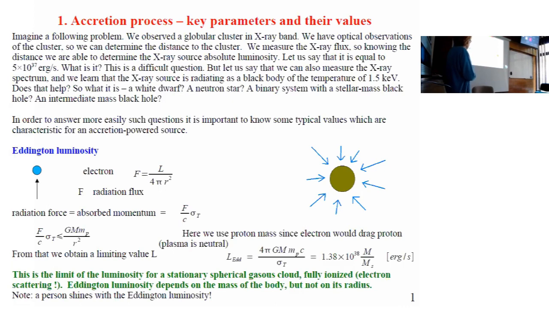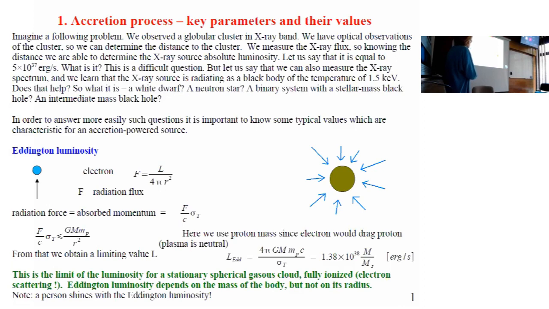Notice here one thing. Here, the mass of the proton appears, not the mass of the electron. And this is because the plasma in general should be neutral. So if you try to push away an electron, one proton will follow. So you have to push actually the proton. In that case, you can neglect the mass of the electron, which is almost 2,000 times smaller, so forget it.